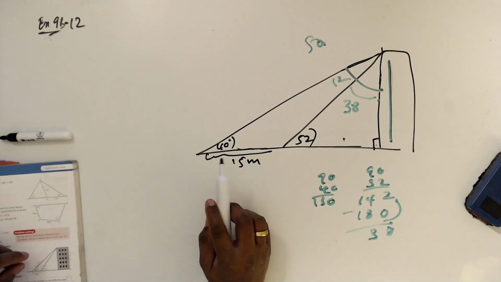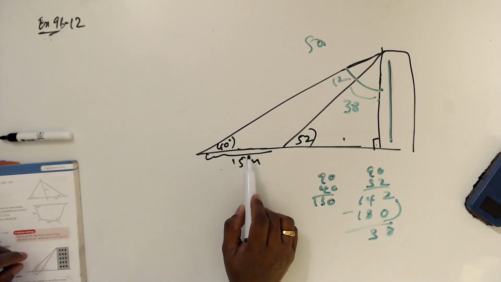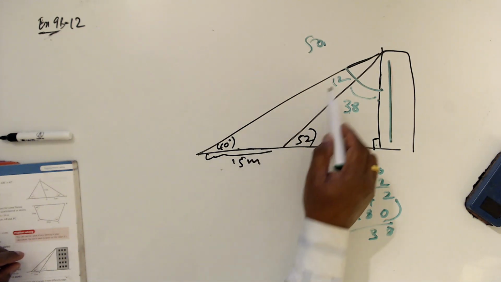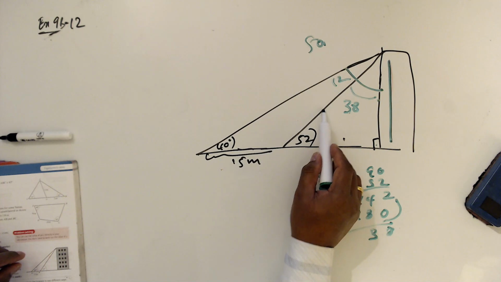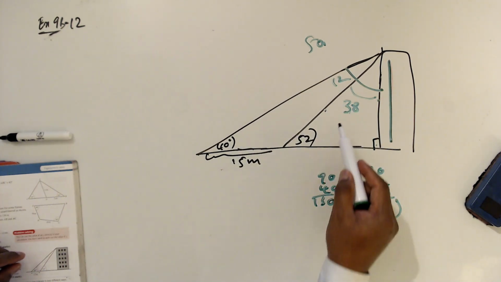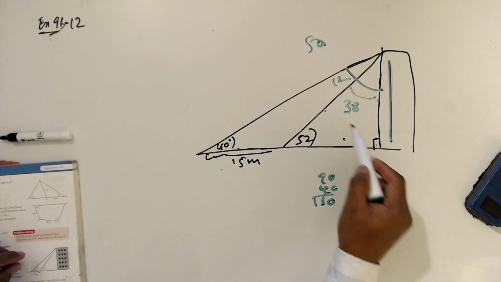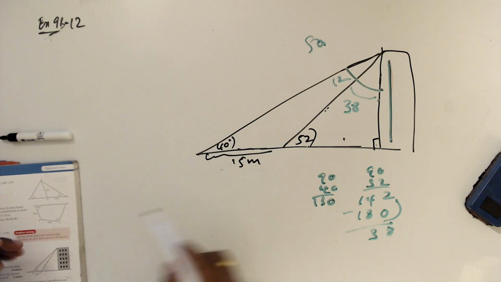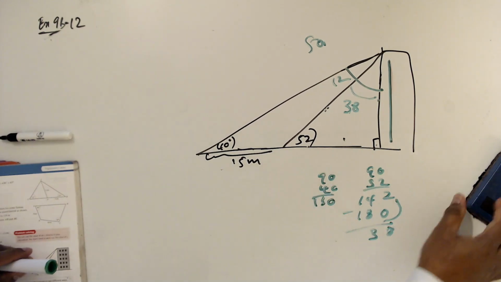Now I can find this length. This one divided by this equal this one divided by this. Then I know this length. Then this is a right angle triangle and I know the hypotenuse and I know the angle. I can find the height. So that is the plan.